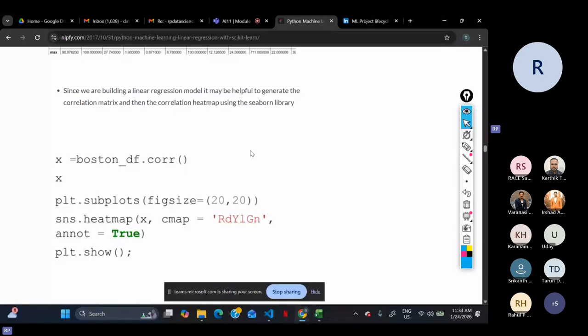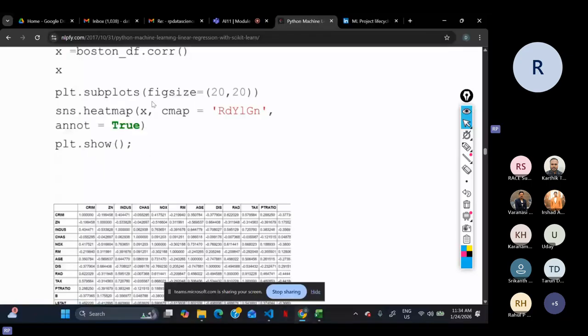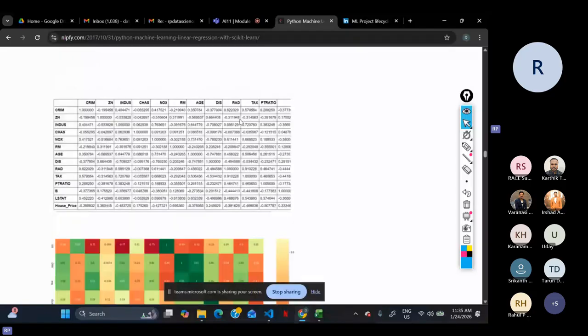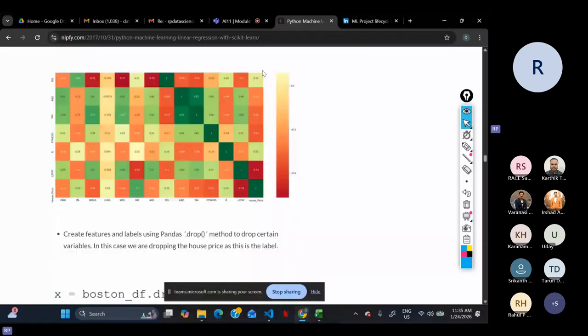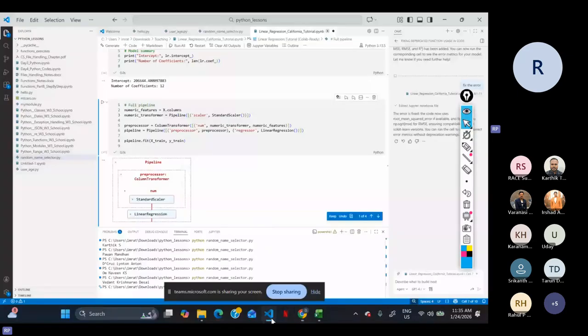Now we are running something called Boston df.corr, right? And then we're doing the heat map of the correlation, and when we are doing the color mapping, the cmap of red, yellow, green, it basically creates this grid, right? I will pick a random person, see if they can help me understand what this grid might be doing.